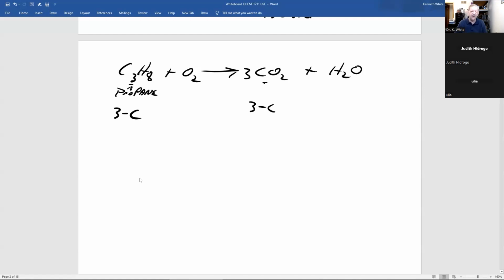Again, I started with anything but oxygen, hydrogen. I'm going to leave those to last. So I had 3 on this side. Now I have 3 on this side because I changed the coefficient. You can't change the chemical formula. That's wrong, and I'll mark it wrong.